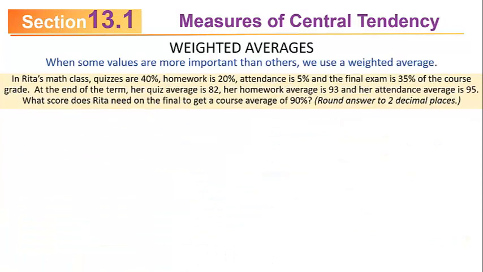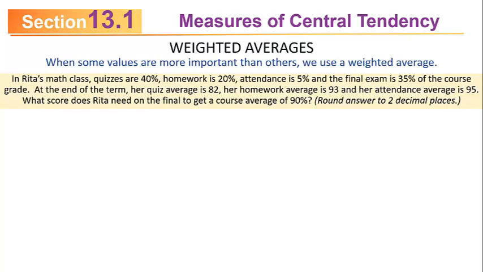Let's look at this problem. In Rita's math class, quizzes are 40%, homework is 20%, attendance is 5%, and the final exam is 35% of the course grade. At the end of the term, her quiz average is 82, her homework average is 93, and her attendance average is 95. What score does Rita need on the final to get a course grade of 90%? And round your answer to 2 decimal places.